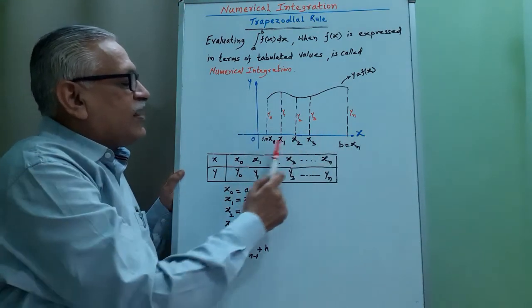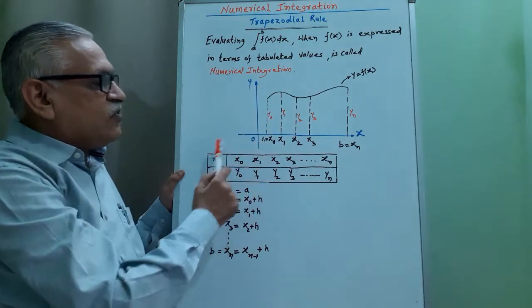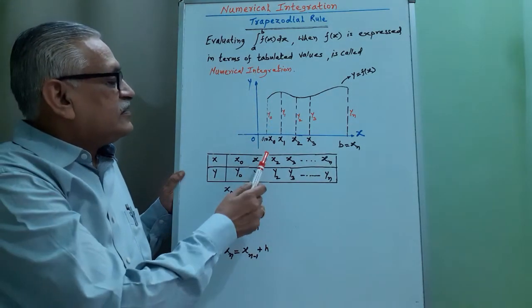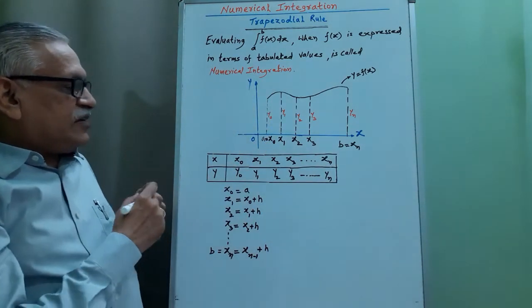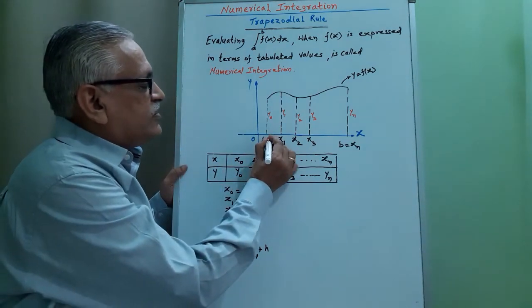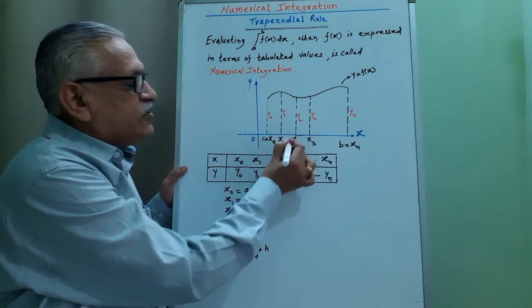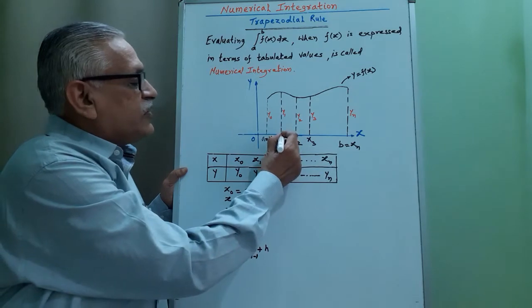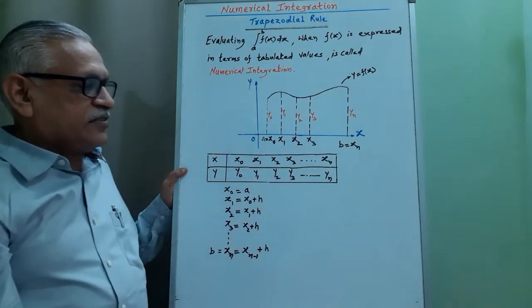On the x-axis, the values of x, on the y-axis, values of y. The difference between two successive values is h. The distance between x0 to x1 is h. The distance between x1 to x2 is h, like this.